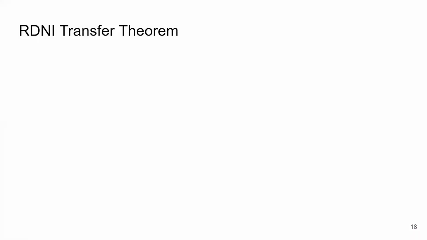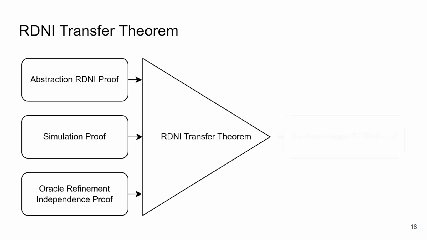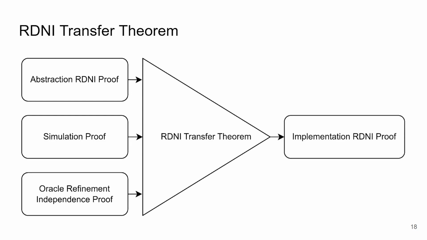To accompany RDNI, we also proved a theorem that derives implementation specifications and proofs from abstraction specifications and proofs. The theorem takes an abstraction RDNI proof, a simulation proof, and an oracle refinement independence proof, which is the side condition I mentioned earlier, and constructs an implementation RDNI proof. Our RDNI transfer theorem provides the desired modularity and scalability.